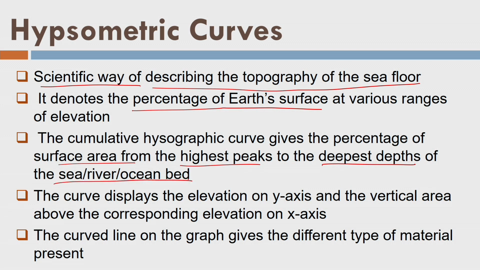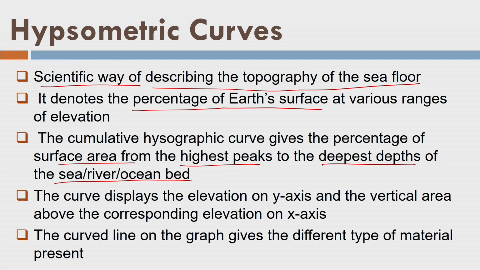So this is a kind of elevation curve it is giving me, and this is showing where the sea depth is and what the depth is, but it's a very low scale curve. The curve displays the elevation on the y-axis and the area above the corresponding elevation on the x-axis. The curved line on the graph gives the different types of material present.